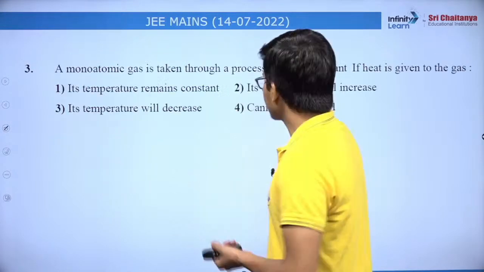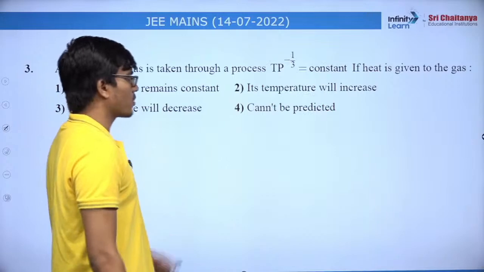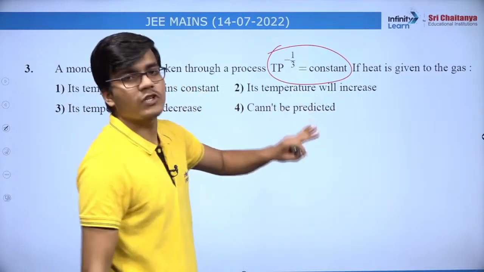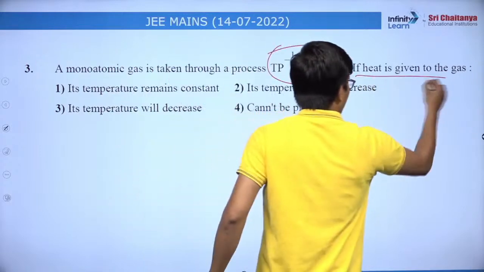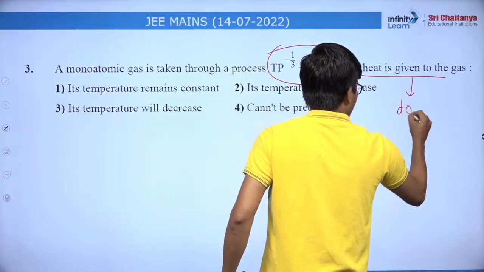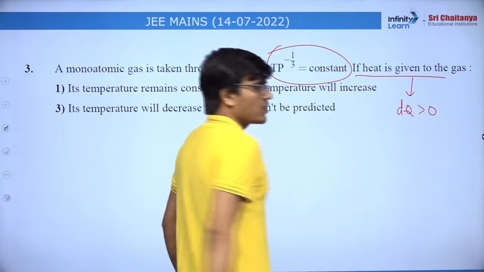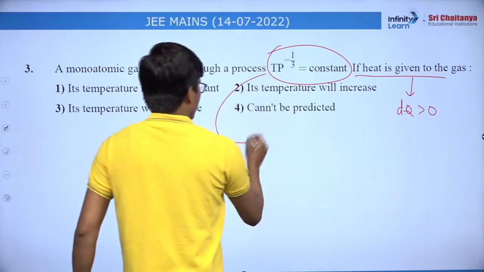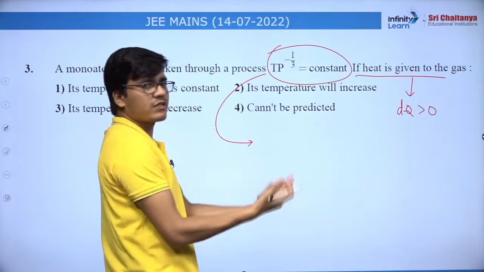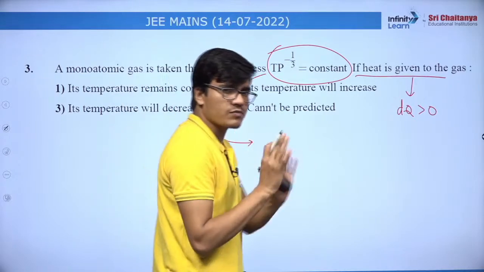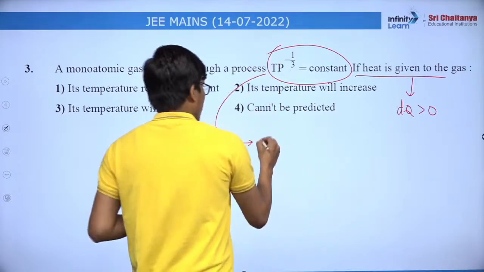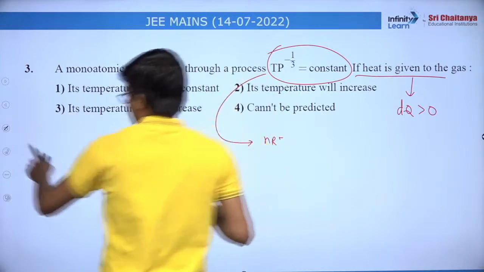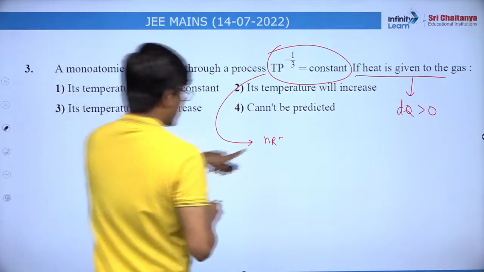Moving to the next question, a monoatomic gas is taken through a process. This is a polytropic process, and heat is given to the system. Heat is given to the system, so from this we can tell that by sign convention dQ is positive, right? So let us convert it into the general equation. This is also in general, but we read so many equations in terms of pressure and volume, right? So let me convert it into the pressure and volume equation.